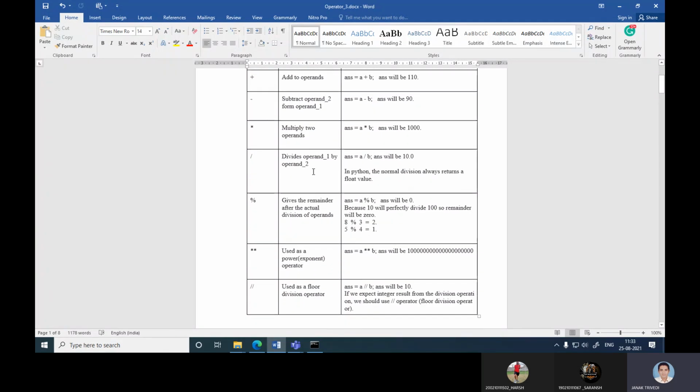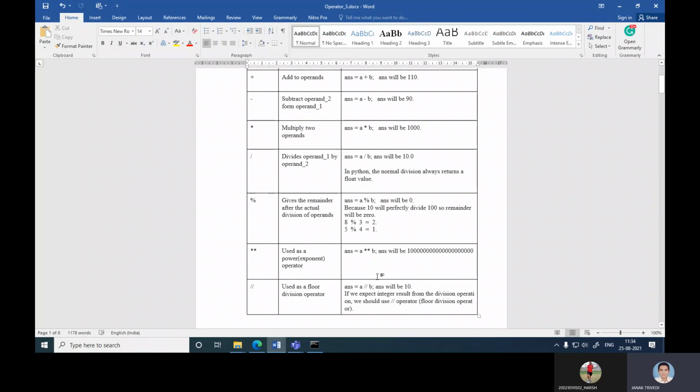Then the division operation, that is divide operand 1 by operand 2, that is by B. In this case, 100 by 10, so 10.0. In Python, the normal division always returns a float value. This is the modulo operator that gives the remainder after the actual division operation. In this case, the answer will be 0 because 100 is perfectly divided by 10, so the remainder will be 0.